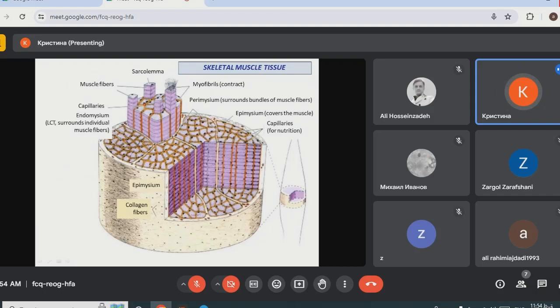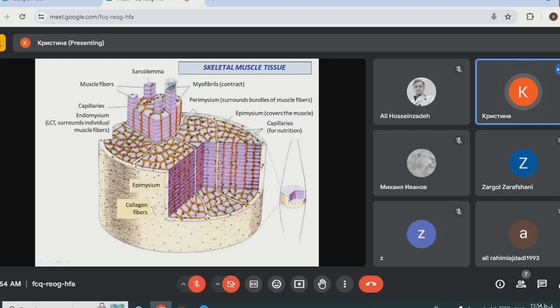Now we talk about the structure of skeletal muscle as the organ. So we have our skeletal muscles, biceps for example in our arms. As all organs, it consists of several tissues. The major tissue here will be the skeletal muscle tissue. It is organized in the muscle fibers. So here you can see muscle fibers.